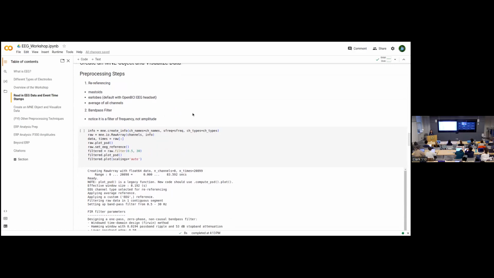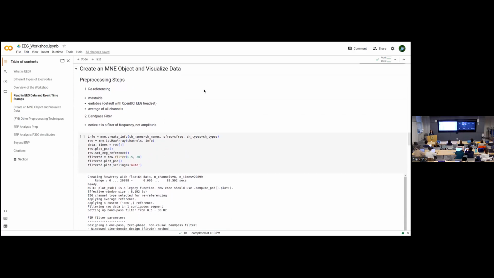Now that we have our data, we're going to create an MNE object to help with the pre-processing and analysis. And then we're also going to visualize the data. The pre-processing steps that we used in this workshop were re-referencing and a bandpass filter. So that's what you see in 1 and 2.